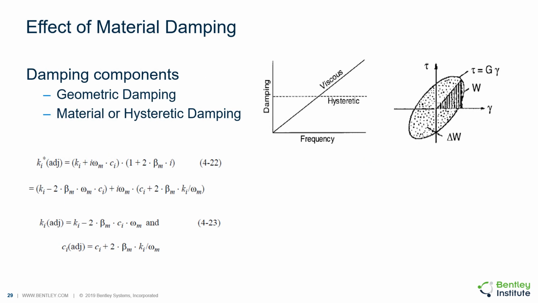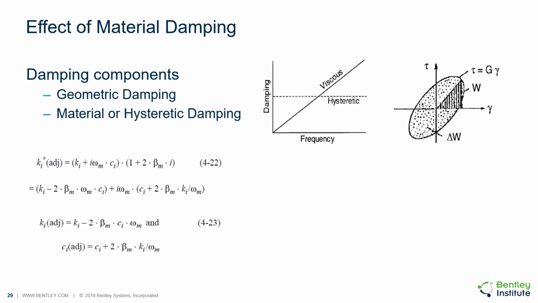Damping has two components, namely geometric or viscous damping and material or hysteretic damping. The elastic solution methods like Richart-Whitman or Wolf-Lysmer methods that we discussed before account for geometric damping only, but not the hysteretic damping. One can, however, account for the material damping effects, in which case an adjusted stiffness is computed as shown in equation 4-22.